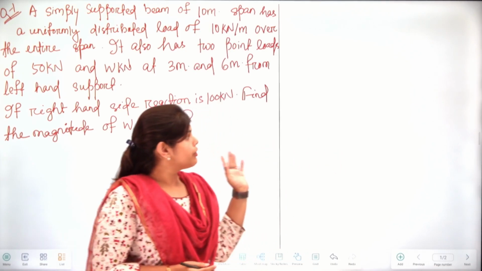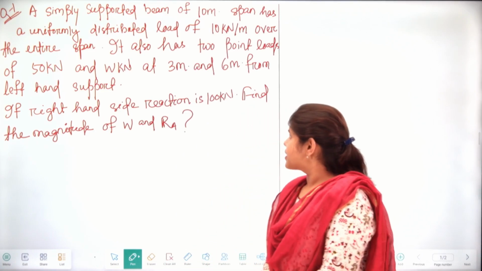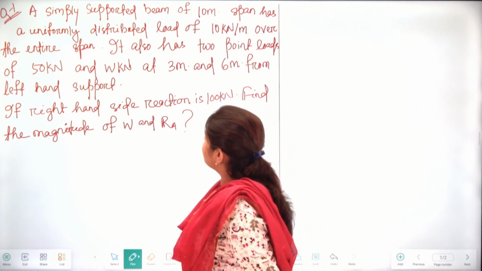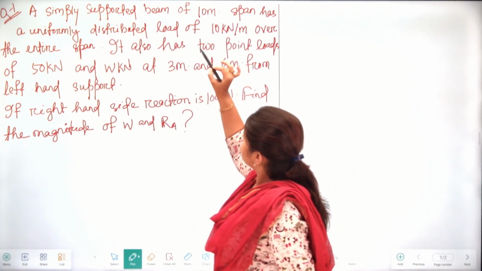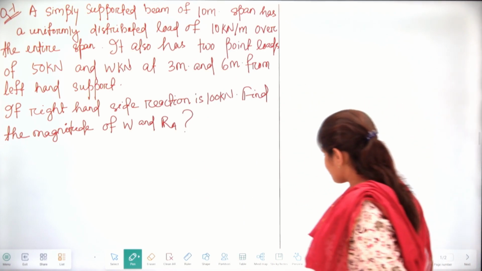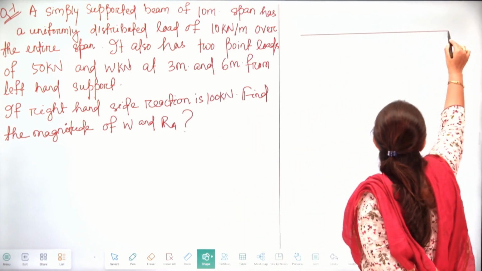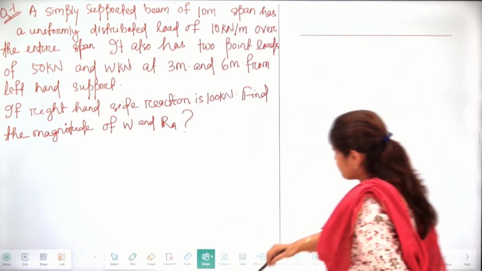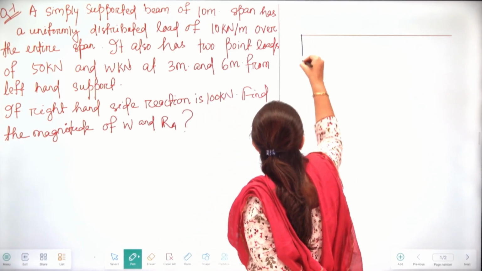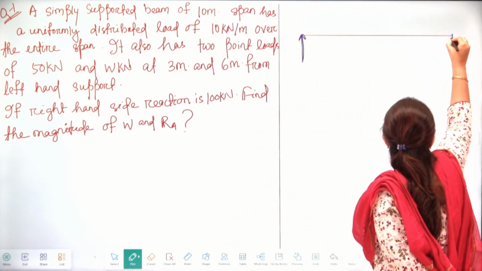As we are continuing our numericals on simply supported beam, here we have one question and we will draw the diagram from it. Let's consider a simply supported beam with a span of 10 meter. So first let's draw the beam. Here the end supports are simply supported. Let's name them A and B.